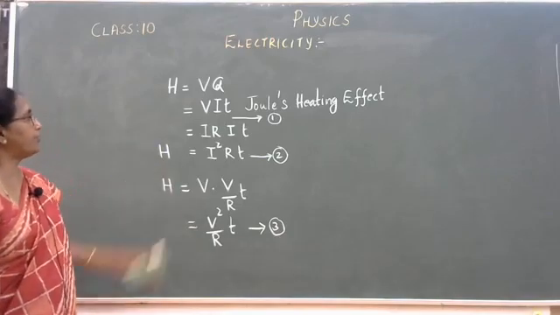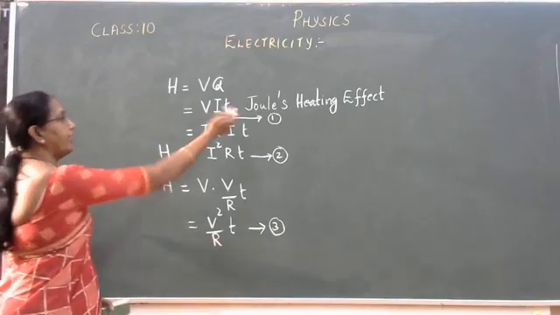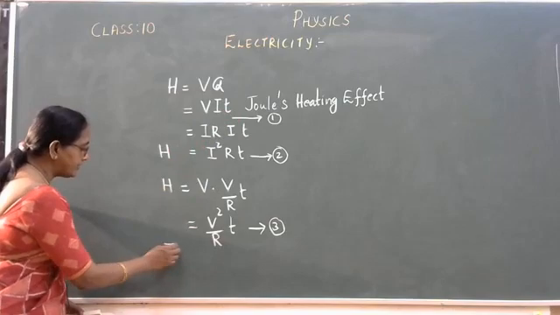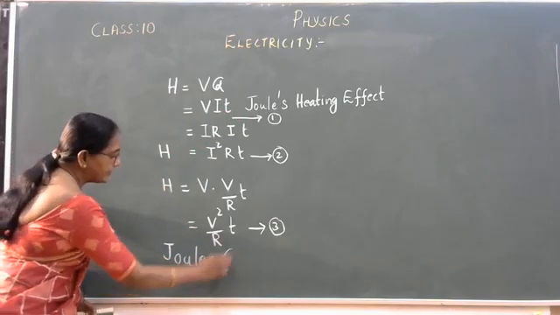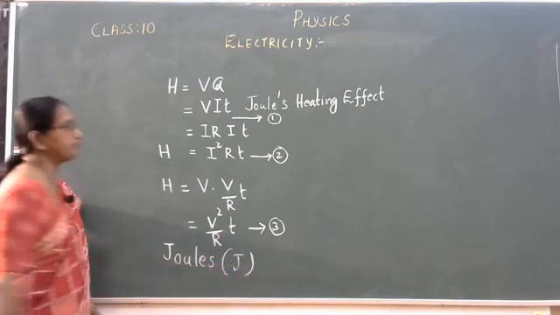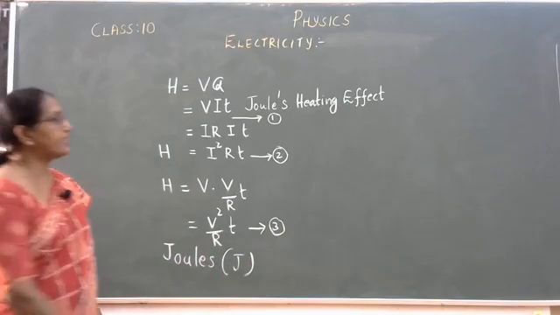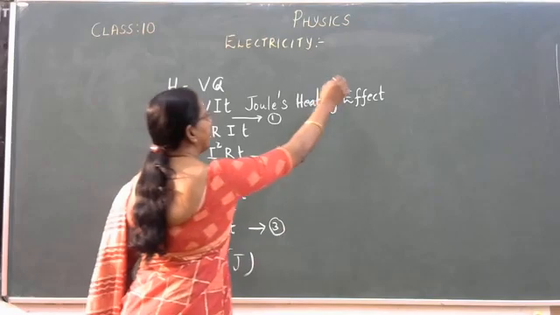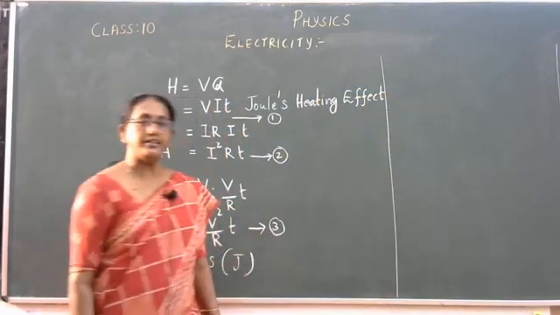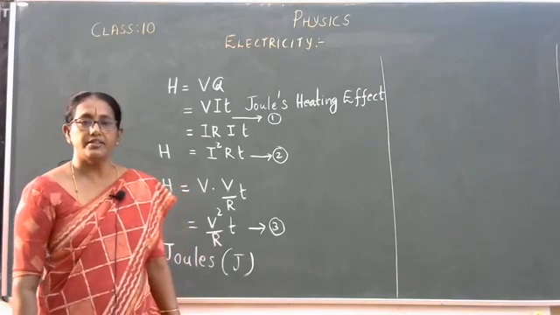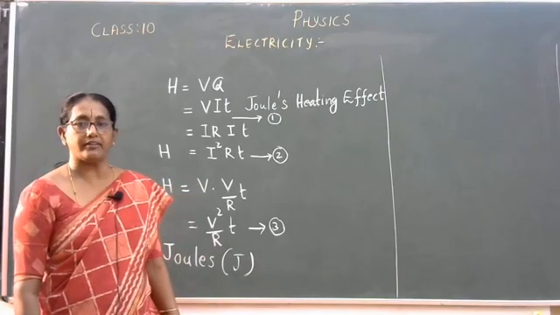So what is the unit for measuring energy? Again named after the scientist, heat energy is measured in joules and it is written with the capital letter J. When this is the energy, we can calculate electric power. We can find the electric power. So how can we find the electric power?